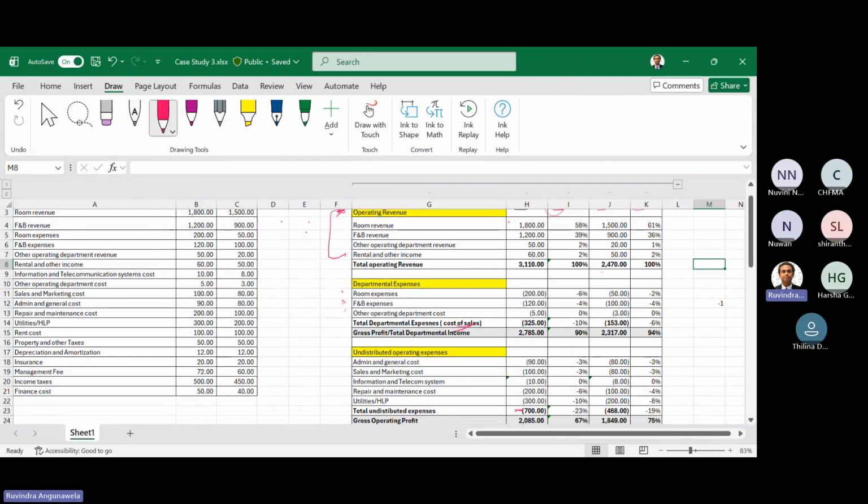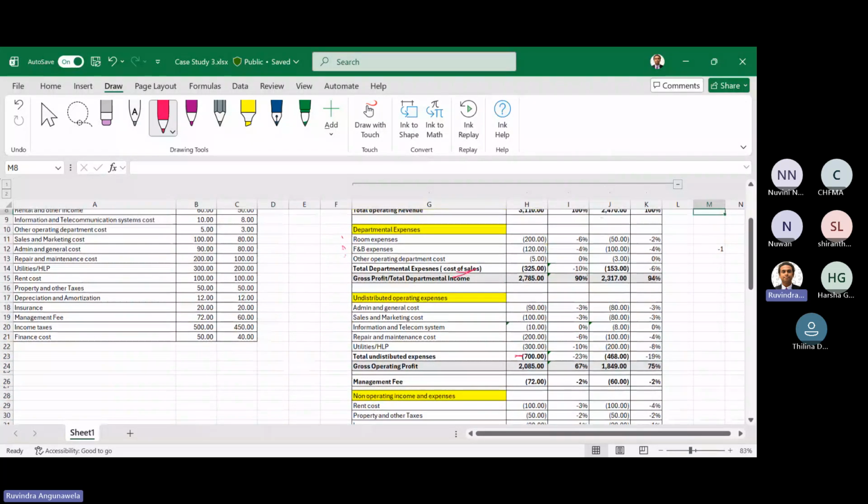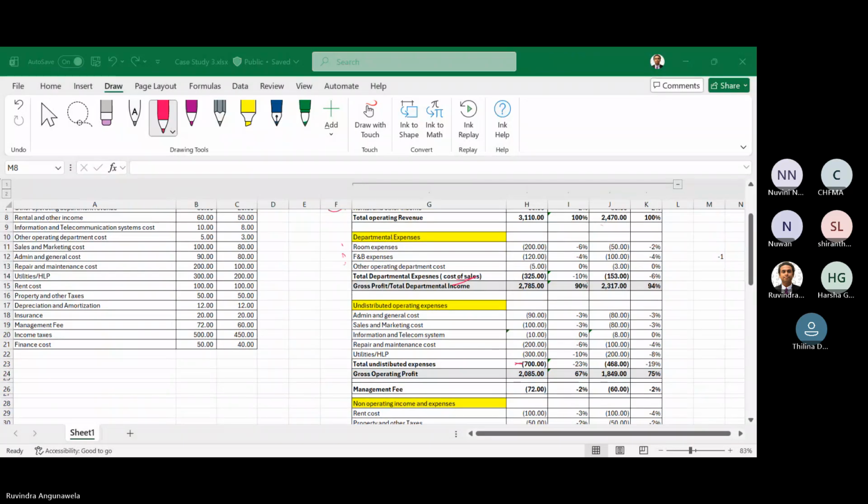Any questions up to the gross profit? All clear? If you have any questions, you have to stop me and ask.